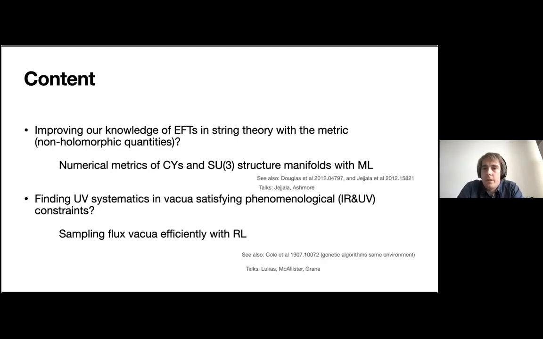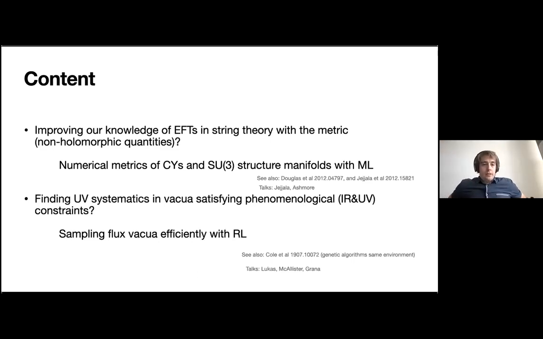Let me also start with giving a high-level summary of what I will talk about, in case you want to just know what this is all about. This is basically about two different questions. The first one is that we want to improve our knowledge of effective field theories by having access to explicit metrics. In particular, this should give us access to non-holomorphic quantities, and the quantity we are interested in is the metric, in particular metrics of Calabi-Yau manifolds and SU(3) structure manifolds.